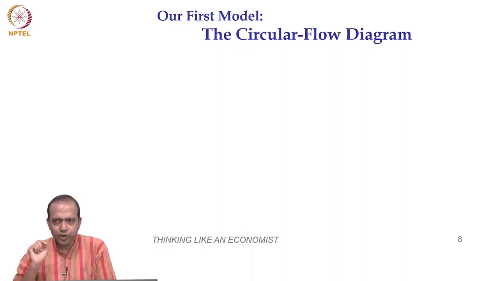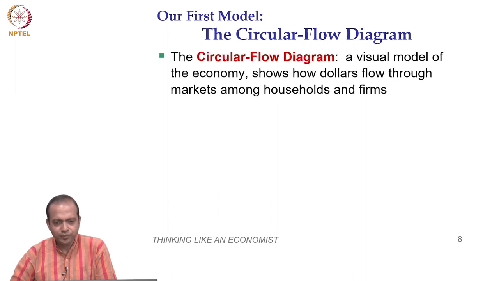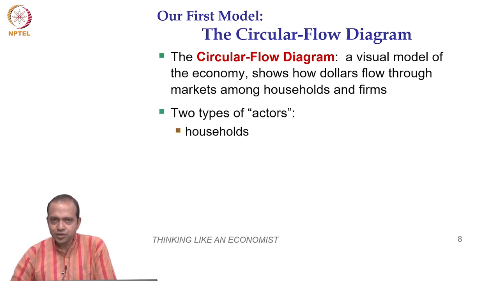Now, in this circular flow diagram, first of all, we need to think, in any economy, there are basically two types of markets. Can you think about what those two types of markets are? All the markets we can classify into two broad categories. One is called the input market, another one is called the output market. Okay? Look at this, a visual model of the economy which shows how dollars or money flow through markets among households and firms. Two types of actors we are assuming, households and firms.